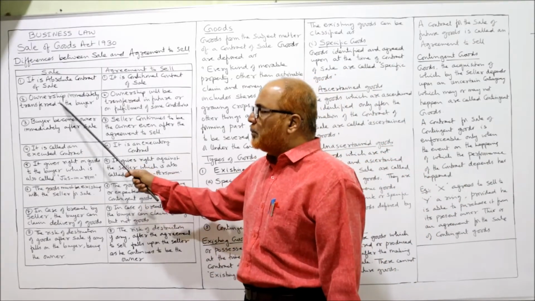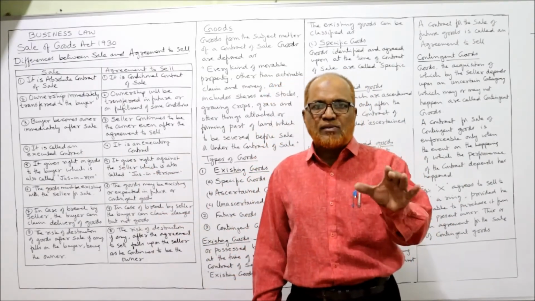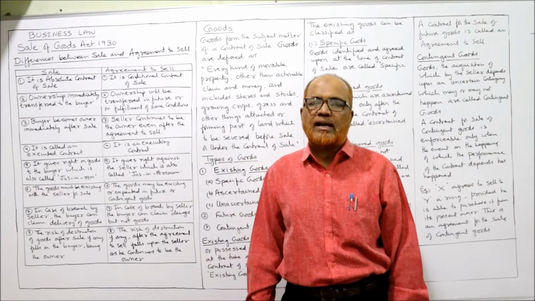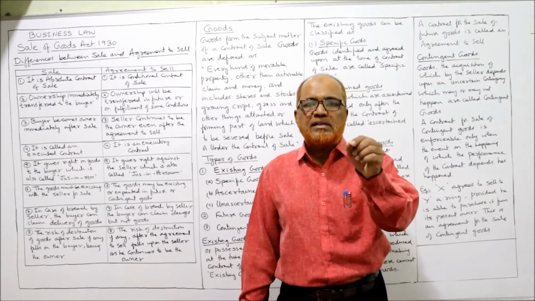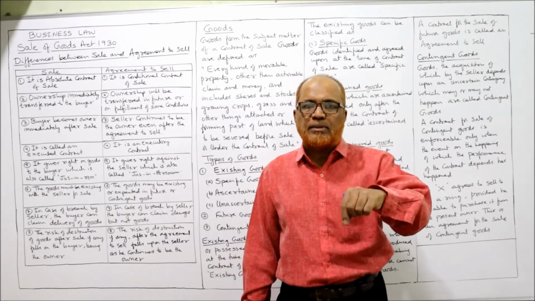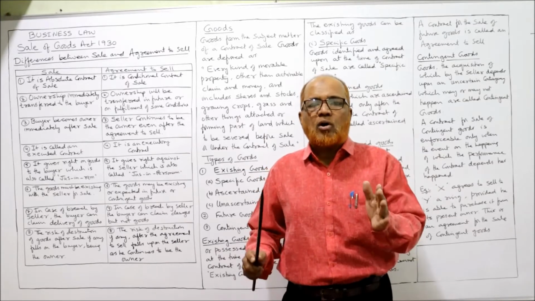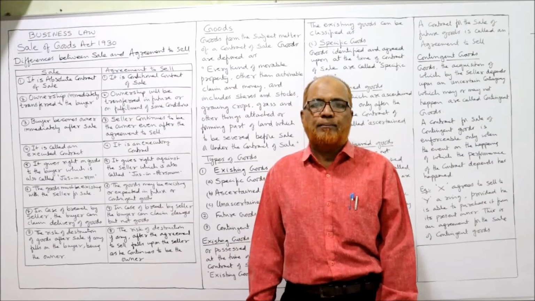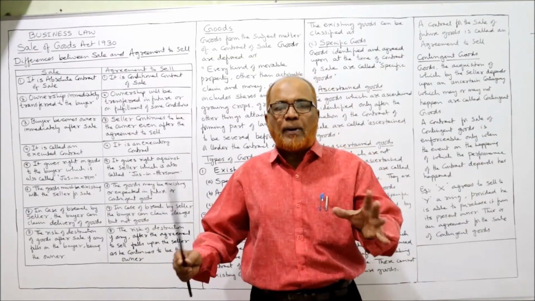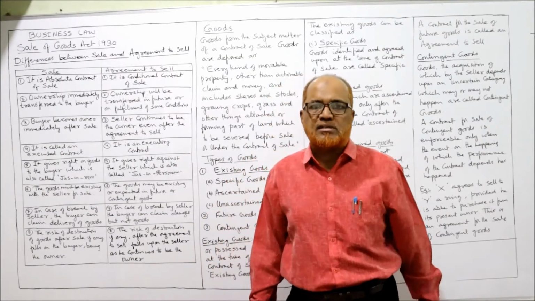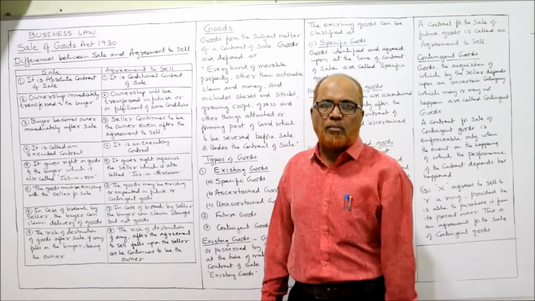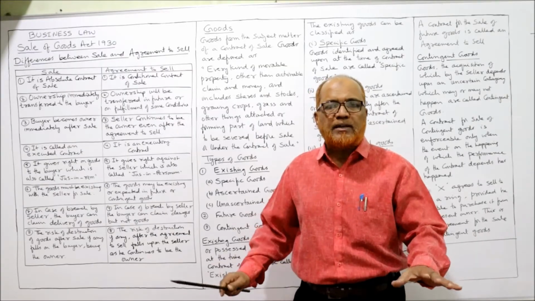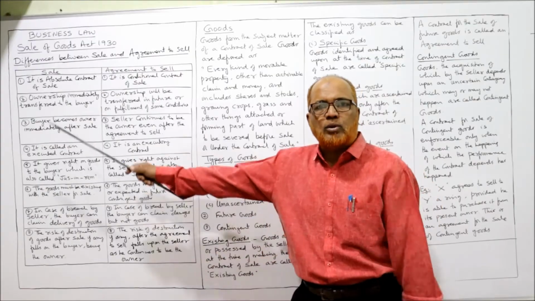Second, ownership immediately transferred. In case of a contract of sale, ownership is immediately transferred from the seller to the buyer. That means the contractual relationship will be discharged immediately in case of sale. Both the parties have completed their promises, the promisor as well as the promisee. So the transaction is completed. Ownership is transferred from the seller to the buyer.